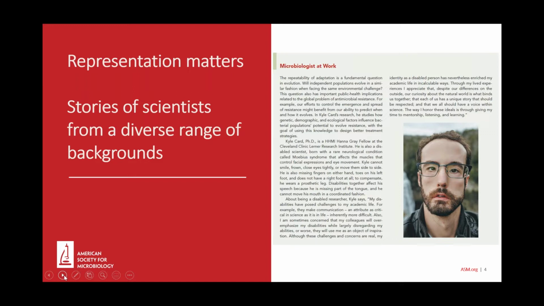So in Microbe 3E, we found a wide diversity of scientists to tell their story to us. One example here you can see is Kyle Card. He is a disabled scientist with a rare disorder. It's a neurological condition called Mobius syndrome. He told his story to us. And we hope by reading about scientists who happen to be disabled or LGBTQIA+, or Black, or US immigrant, students will appreciate the human diversity in STEM and find a sense of belonging, and therefore continue in the field of microbiology.